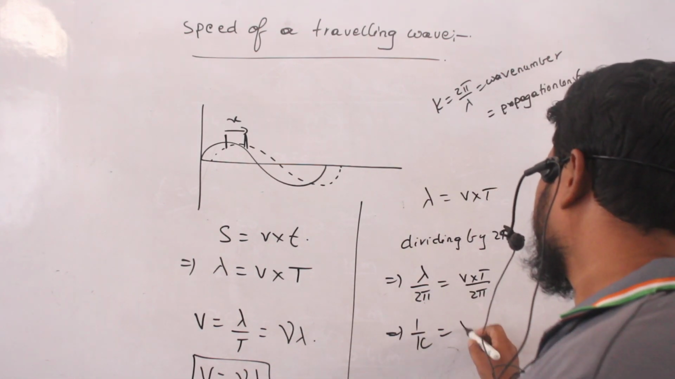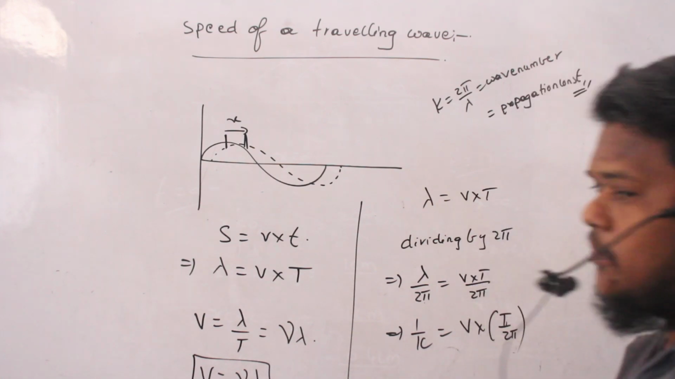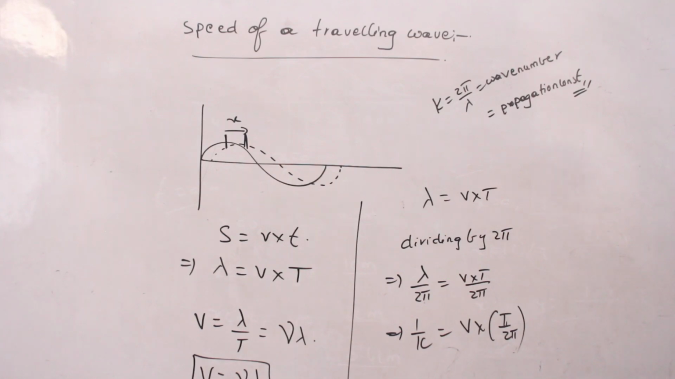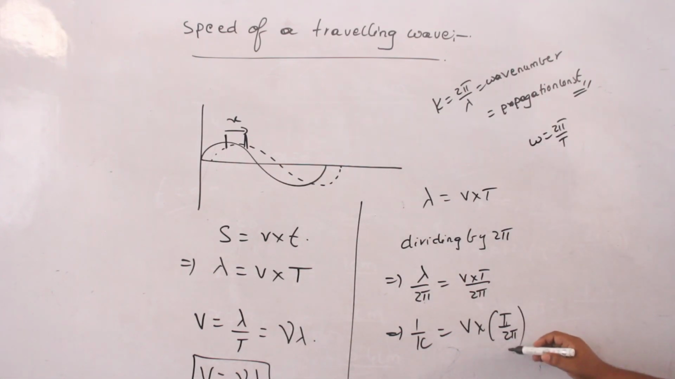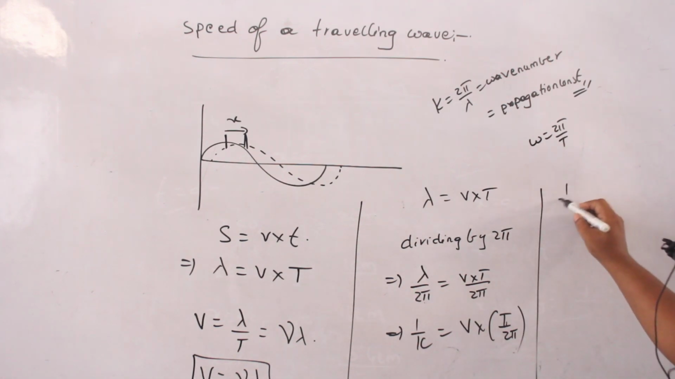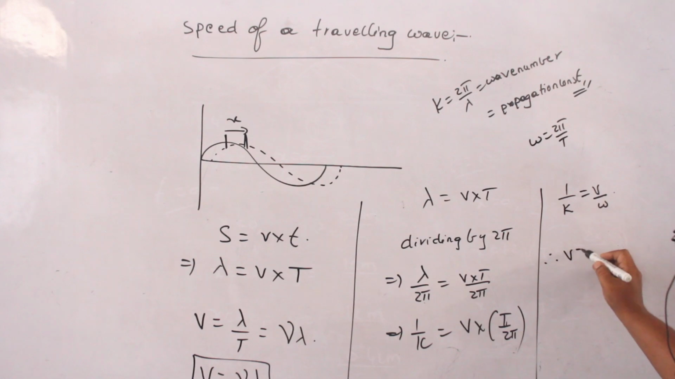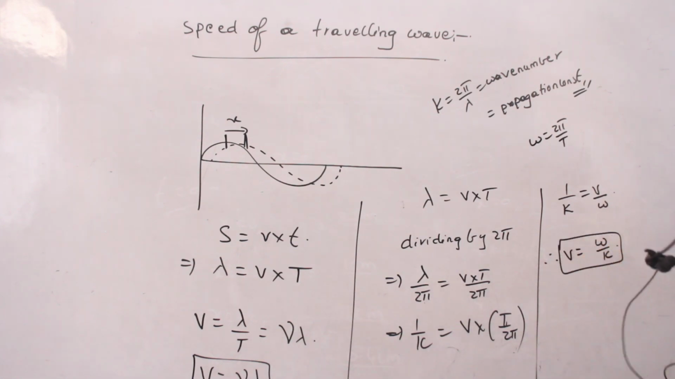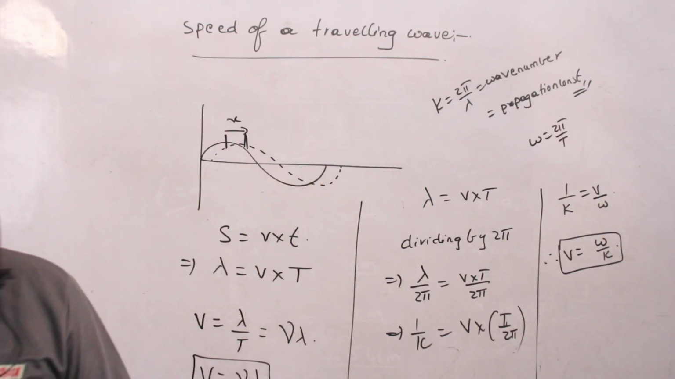So 1 by k is equal to velocity into T by 2 pi. Already we know that omega is equal to 2 pi by T. So T by 2 pi is nothing but 1 by omega. Therefore 1 by k is equal to velocity into 1 by omega, or velocity by omega. So v is equal to omega divided by k. This is one more equation to calculate the velocity of a wave.